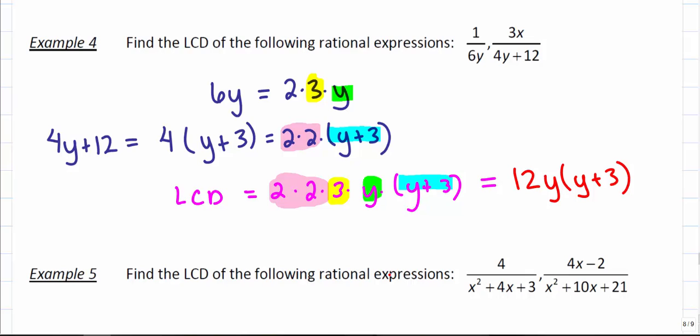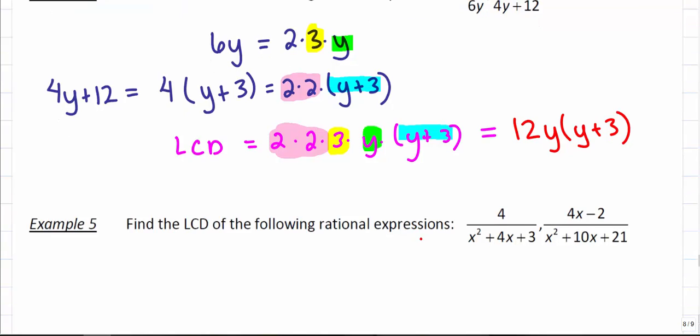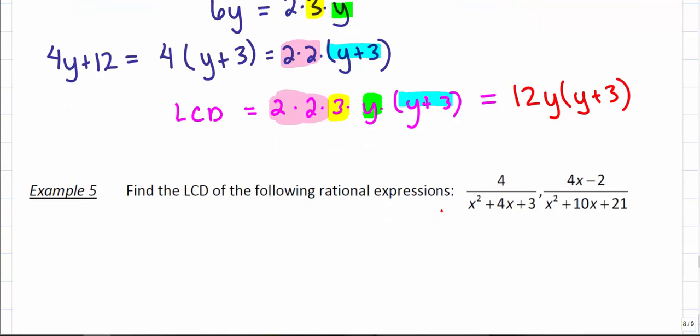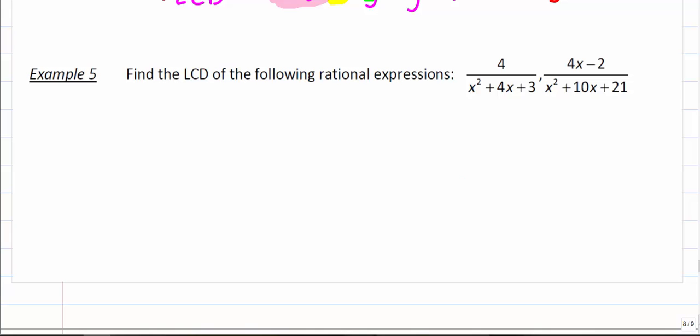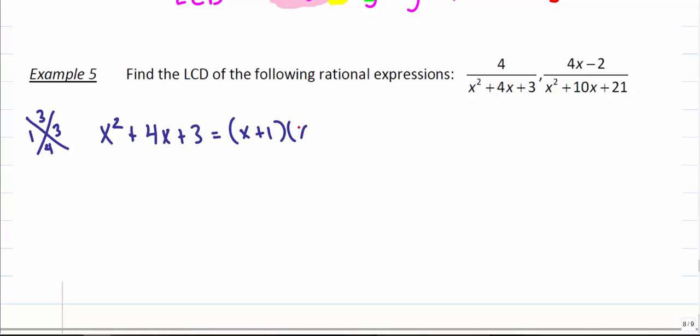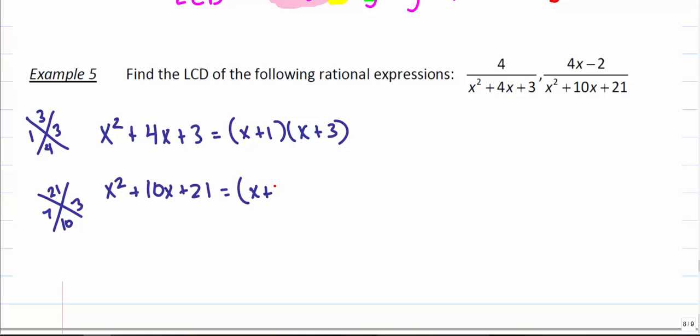Kind of crazy, but sometimes they're kind of awkward. Sometimes, like the next one, it's actually easier. So if I look at my two denominators, x squared plus 4x plus 3, well, that is simply what two numbers multiply to 3 and add up to 4. 1 times 3, 1 plus 3. The second denominator, x squared plus 10x plus 21: what two numbers multiply to 21 and add up to 10? 7 and 3. So that'd be x plus 7, x plus 3.